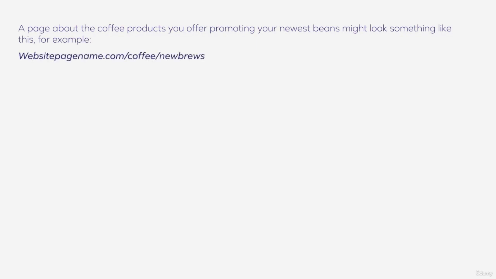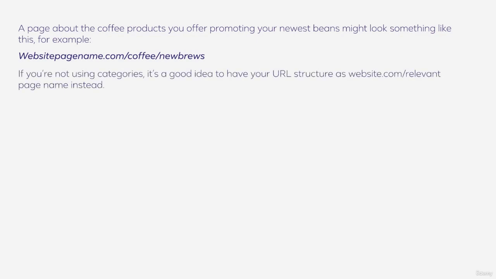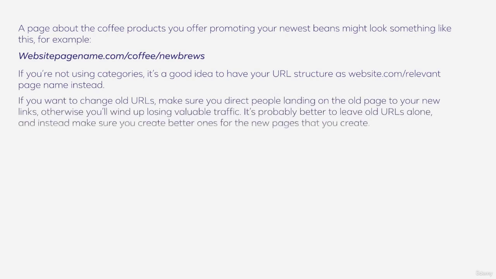website.com/coffee/new-brews. If you're not using categories, it's a good idea to have your URL structure as website.com/relevant-page-name instead. If you want to change old URLs, make sure you direct people landing on the old page to your new links. Otherwise, you'll wind up losing valuable traffic. It's probably better to leave old URLs alone and instead make sure you create better ones for the new pages that you create.